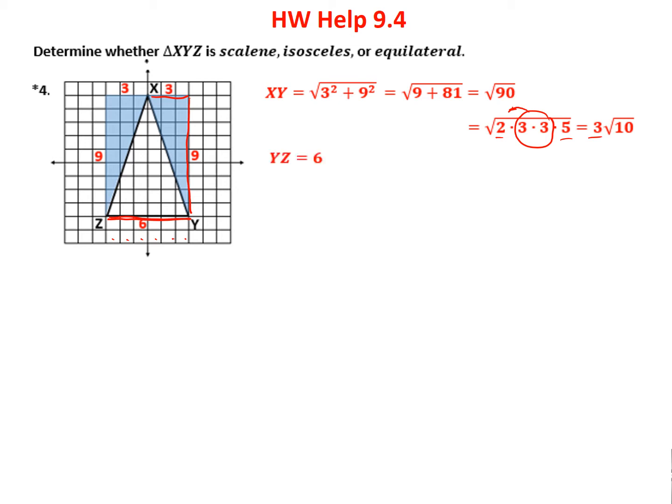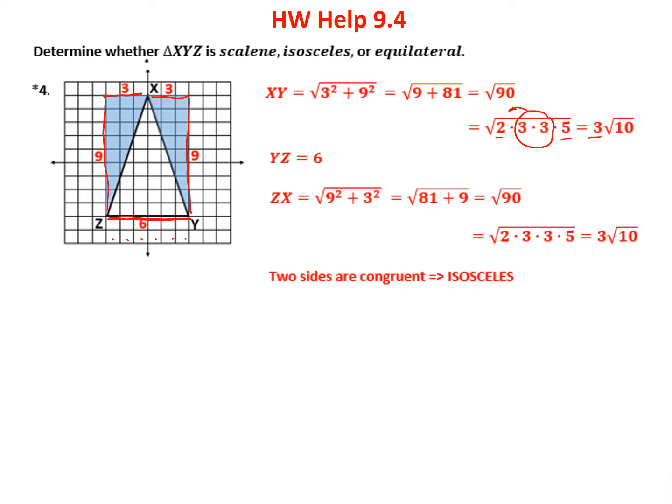And then my final triangle, ZX, is 9 and 3. Once again, I should notice, by the way, 9 and 3 is just like the other one. So I've got another one that's going to be 9 squared plus 3 squared, square root of 90, or 3 radical 10. At this point, we look and notice that we have two sides that are 3 radical 10. So we have ourselves an isosceles triangle.